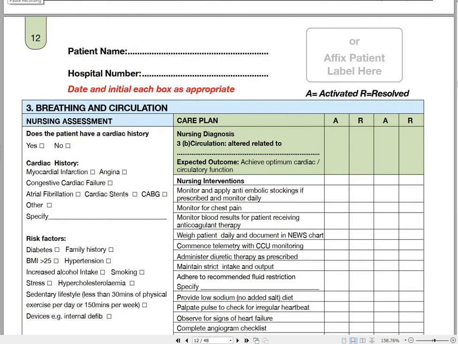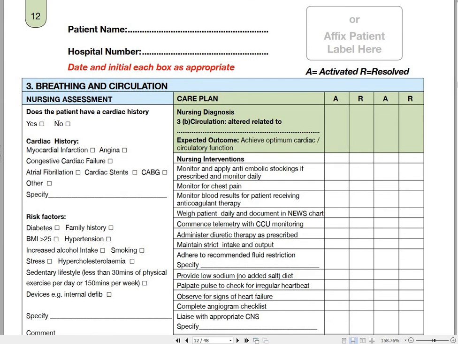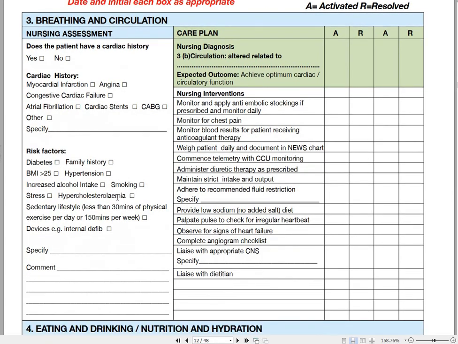The next part of this assessment is circulation. So we look at our assessment first. Does the patient have a cardiac history? Yes or no. So their cardiac history may be myocardial infarction, angina, congestive cardiac failure, atrial fibrillation, cardiac stents, CABG, other, or you can specify. Okay, so you tick whatever is relevant for your patient.